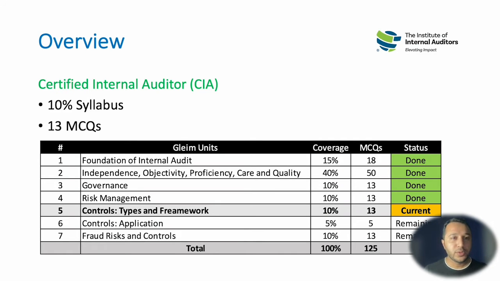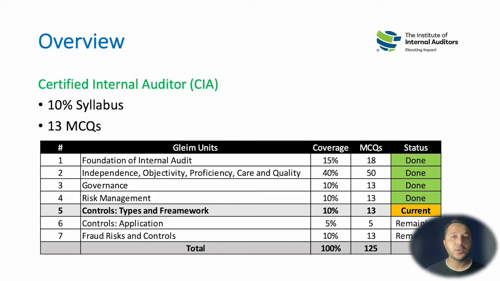So here we are with the overview of what we have covered so far and what we will cover in today's session. So far, out of 7, we have covered 4 units of the GLIM CIA course material. Today we will be discussing Unit 5. Unit 5 comprises about 10% of the entire syllabus, and approximately 13 MCQs come from this section.